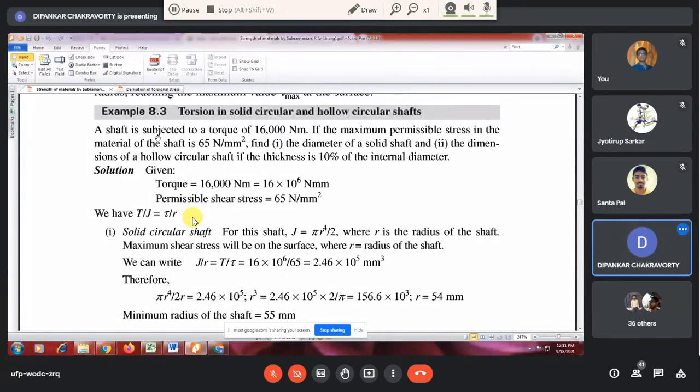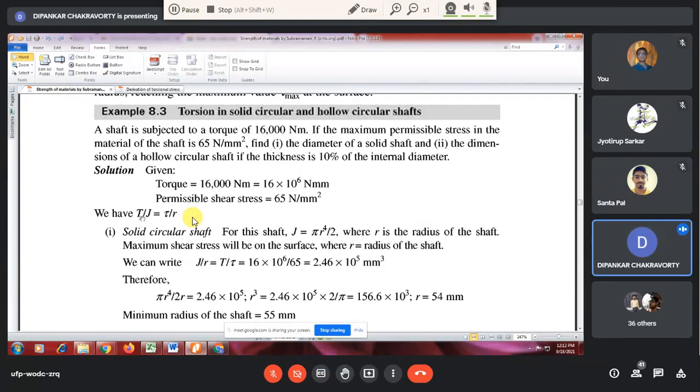Now see, if you have a torque like this and the permissible stress is this, then they have told to find the diameter of a solid shaft and find the dimensions of a hollow shaft if the thickness is 10% of internal diameter. This problem is a very good problem because you will come to know and feel why practical shafts are normally hollow shafts. So permissible shear stress is this. This is the torque value.